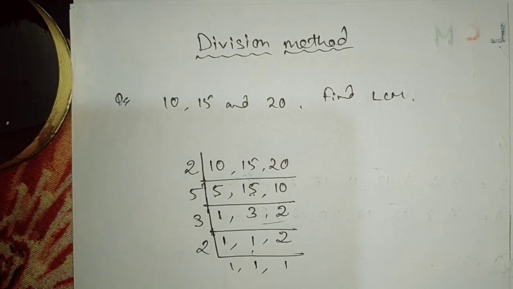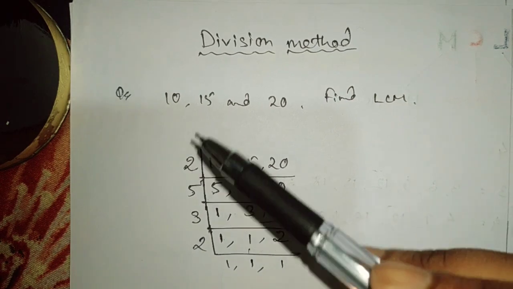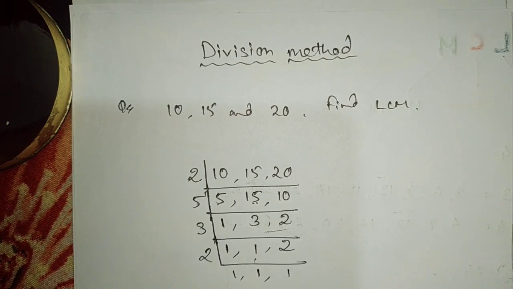So I hope the two methods that we have discussed today, that is prime factorization method of finding LCM and the division method of finding LCM, are clear to you and you have understood very well.